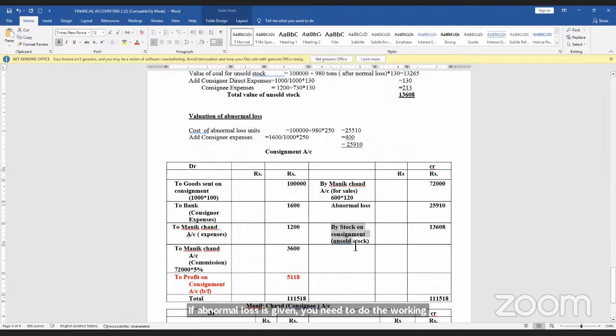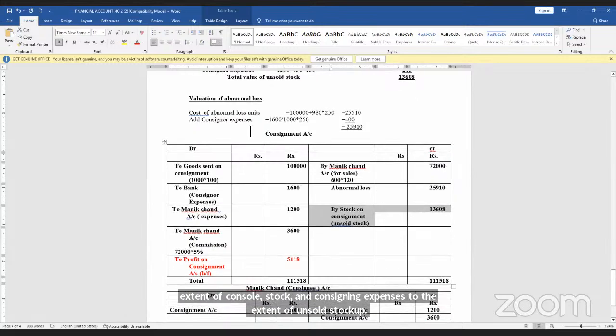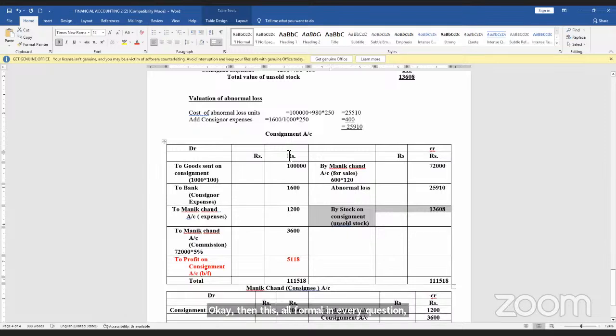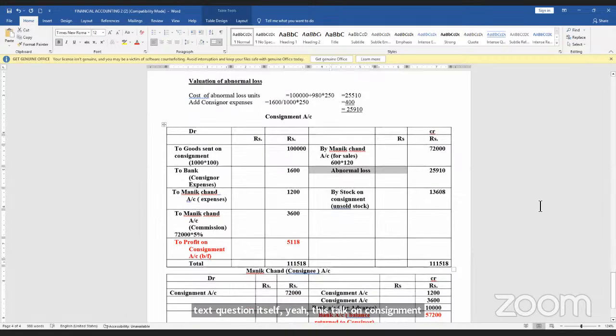And then this is for unsold stock. When there is unsold stock, meaning the consignee does not sell the entire stock, then you need to identify the number of units unsold, and add the direct expenses of the consignor to the extent of unsold stock, and consignee expenses to the extent of unsold stock. These all are common in every question. Whatever additional points are there, you can take all these values from the question itself. Here the stock on consignment and abnormal loss you are supposed to calculate. Rest all are there in the question only.